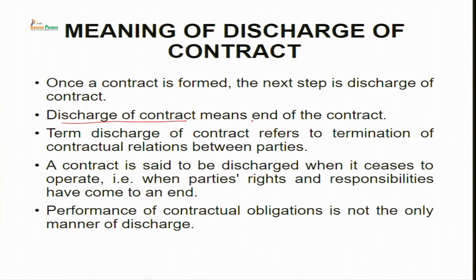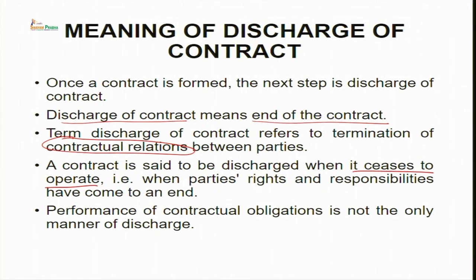Generally, the most common mode of discharge of contract is by performance. That is, both the parties under the contract have fulfilled their respective obligations, and therefore the contract has come to an end. So, discharge of contract means end of the contract. The term refers to termination of contractual relations between parties. It is said to be discharged when it ceases to operate, that is, when a party's rights and responsibilities have come to an end.